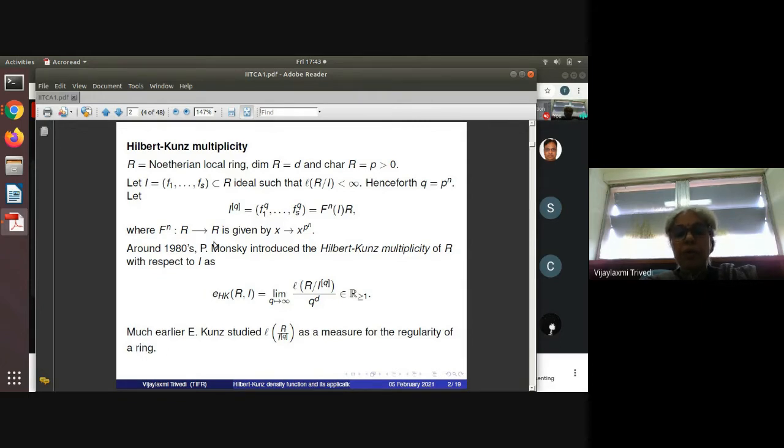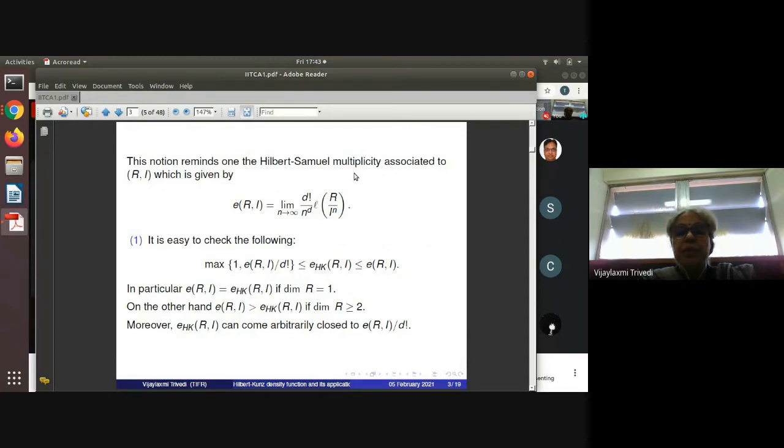Now if you look at this invariant, it of course reminds you of another very well-known invariant, which is the Hilbert-Samuel multiplicity. Again, you start with R and I. Here the ring need not have positive characteristic; I'm not going to use that here in the definition. You take the length of R mod I^n and go modulo n^d, with d factorial also. This is the notion we have. This limit also exists. In fact, it's the leading coefficient of a polynomial called the Hilbert-Samuel polynomial. So this makes perfect sense.